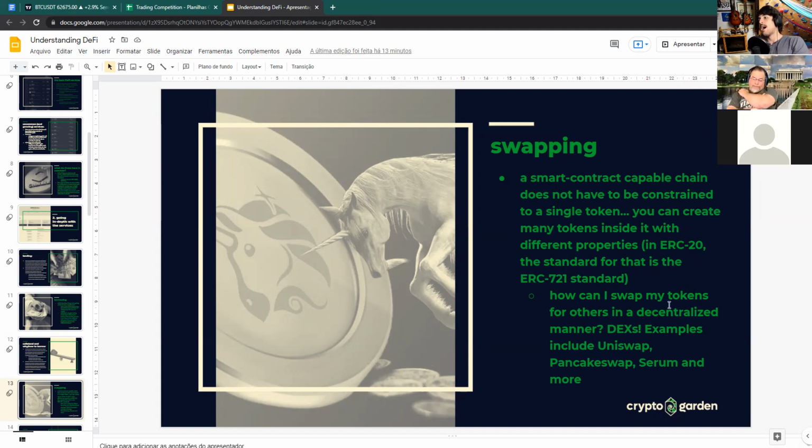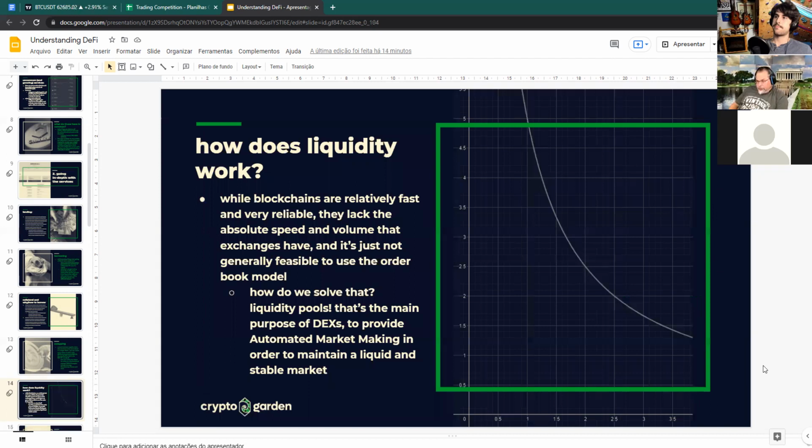And well, how do I swap? Let's say I have some ETH and I want to buy some Shiba. How do I swap for those? You use the DEXs. So you use Uniswap on Ethereum. You use PancakeSwap on the Binance Smart Chain. You use Serum on the Solana blockchain. And like all of them that have been around for a while, all of the blockchains have at least a decentralized exchange.